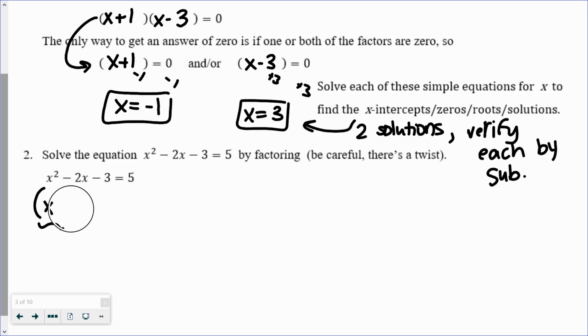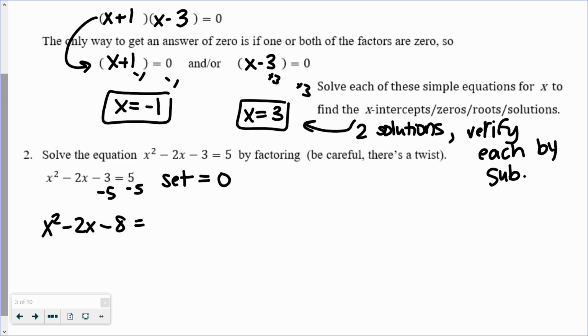So what's our best case, or what we should be doing, is set it equal to 0. Since it's equal to 5, we need to set it equal to 0 in order to solve for x. So I'm going to subtract 5 from both sides of the equation. And so now we would have x squared minus 2x minus 8, because -3 subtract 5 is -8, is equal to 0. And now when we have it set equal to 0, we can factor it.